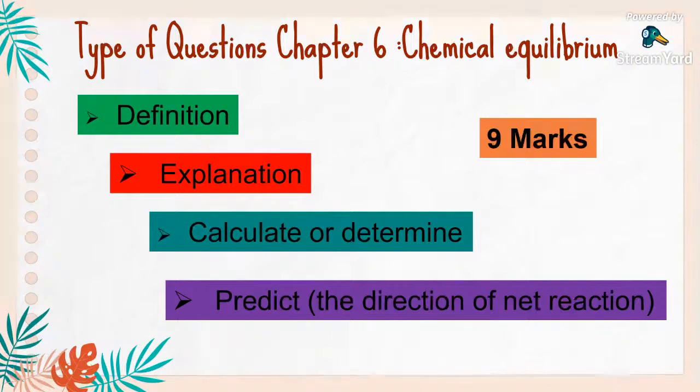So what are the types of questions that can be asked in this chapter? There are questions on definition, explanation, of course, calculation, calculate or determine, and also predict, in the context of predicting the direction of a net reaction. All right, so I'll go through an example of a question.